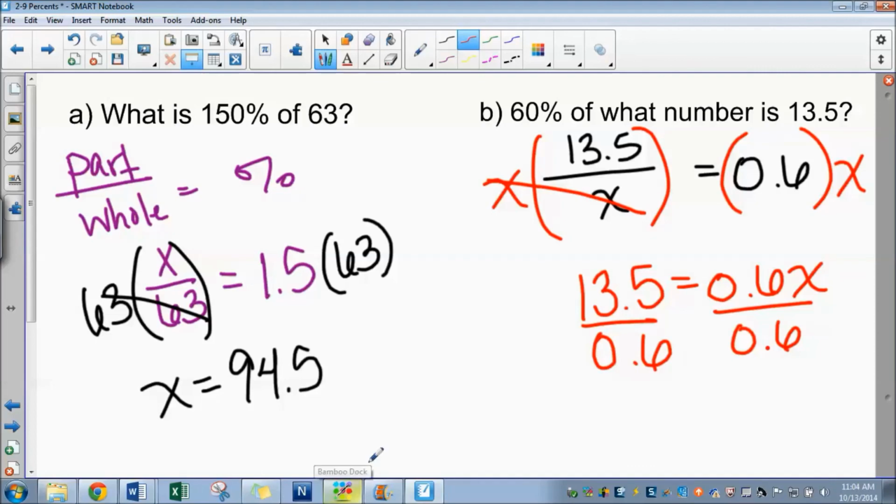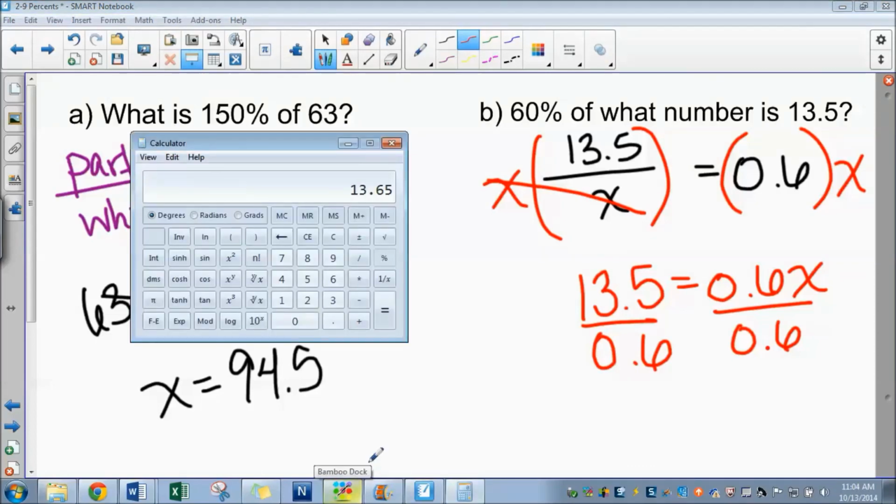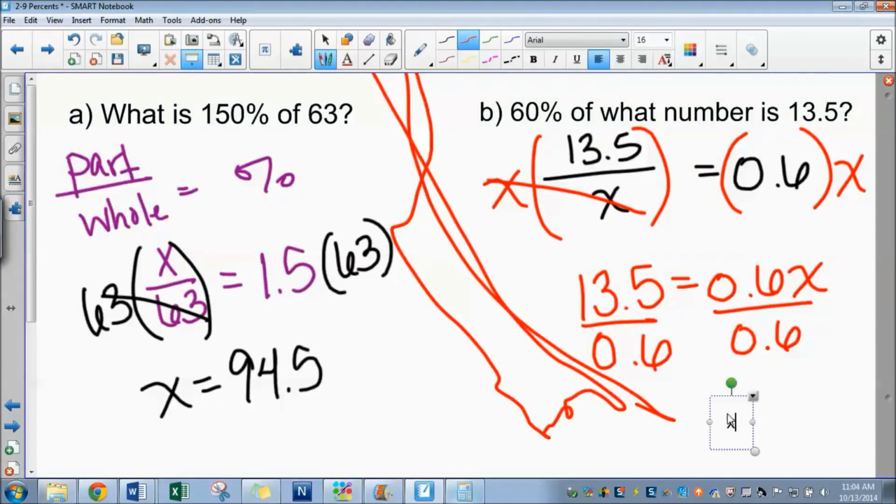Let's get that calculator back out. 13.5 divided by 0.6 is 22.5. X equals 22.5.